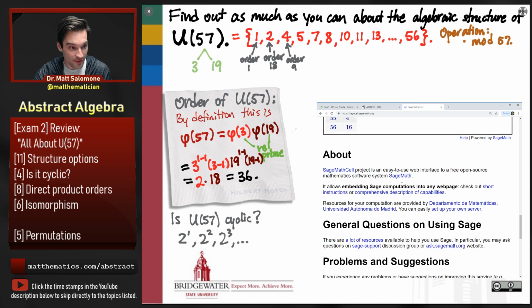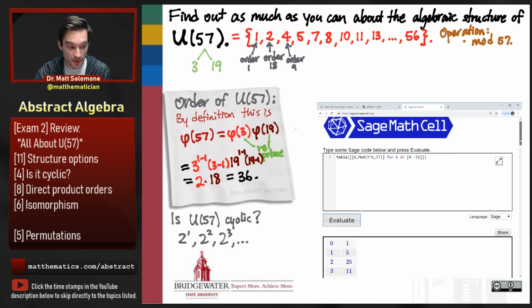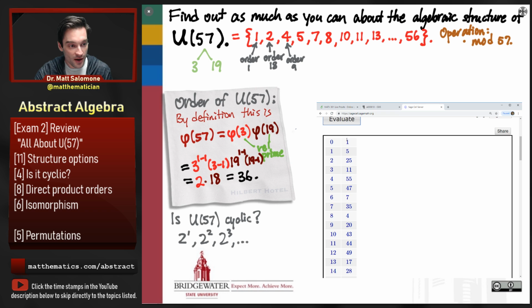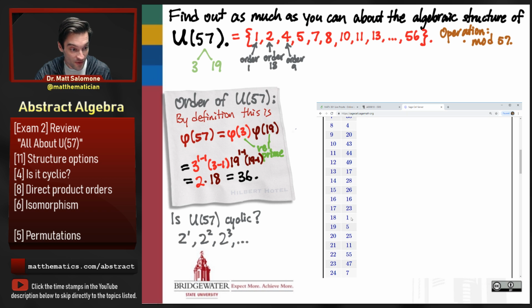Let's check 5, and then maybe we can move on after checking a few orders. How about 5? What does it generate? What we're having Sage look at here is the full list of the elements that 5 can generate as a cyclic subgroup of U57. Those elements are, for 5, 1, 5, 25, 11, 55, 47, and so on and so on. But 5, just like 2, comes back around to the identity after 18 powers. So the order of 5 is 18.